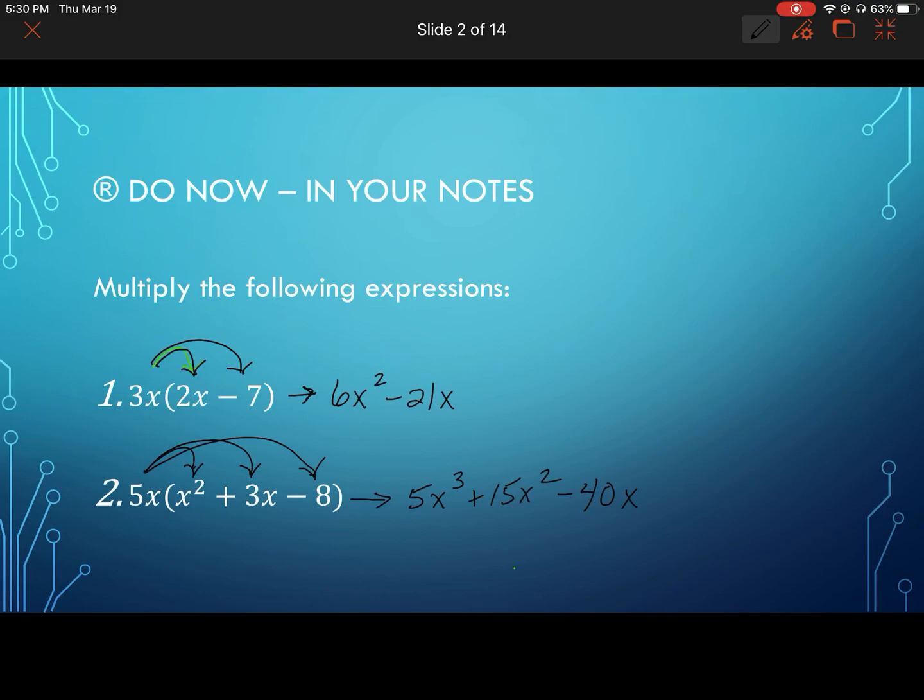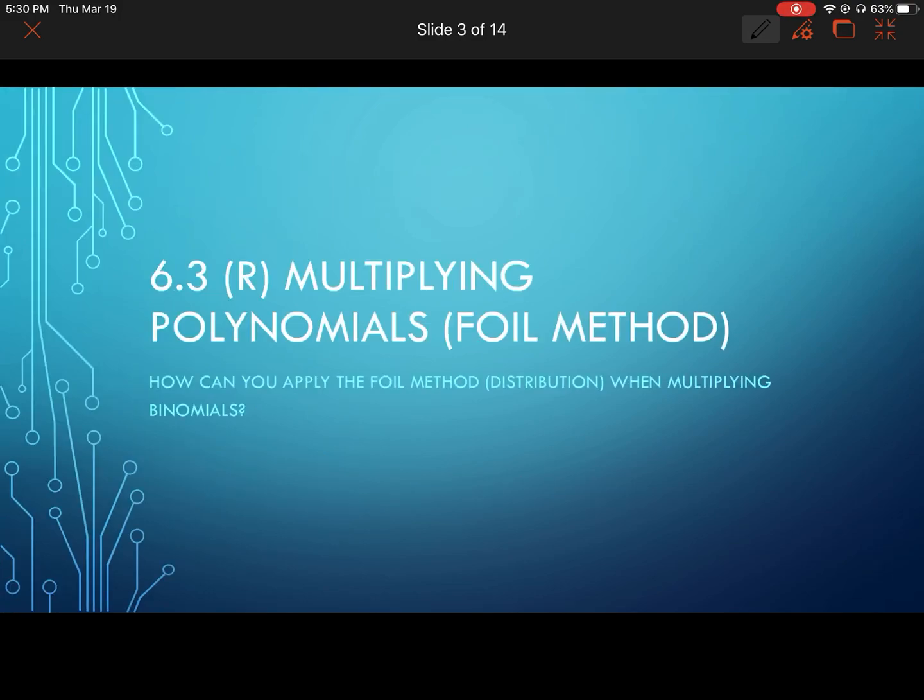So distribution. So when we talk about today's topic, we're going to leave it on this one. So 6.3, multiplying polynomials using the FOIL method. That'll make sense when we get to it. All right, so the main question here, what you should be able to answer when we're done, is how can we apply the FOIL method when multiplying binomials?